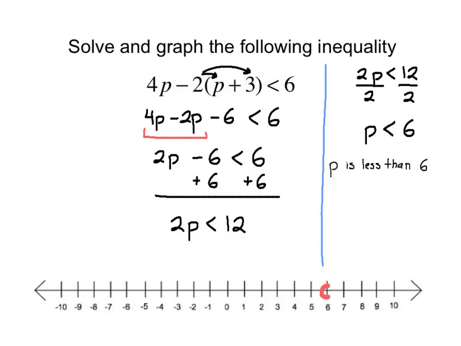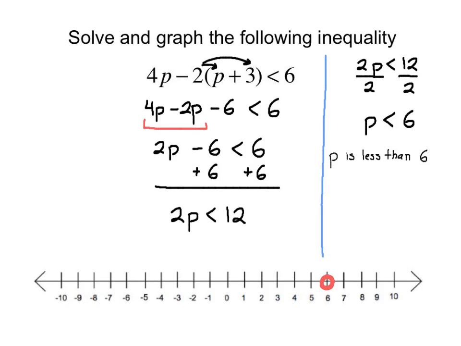Since it's not or equal to, I'm going to leave an open circle there, and then I'm going to shade off to the left, because everything to the left, looks like 2, 3, all these other numbers, these are all less than the 6 that we have been given, including all these negative numbers. These are also all less than, so these are all part of our solution, all the way down to negative infinity, just like this.